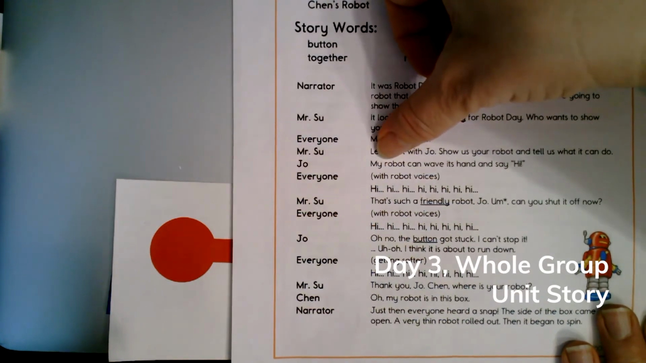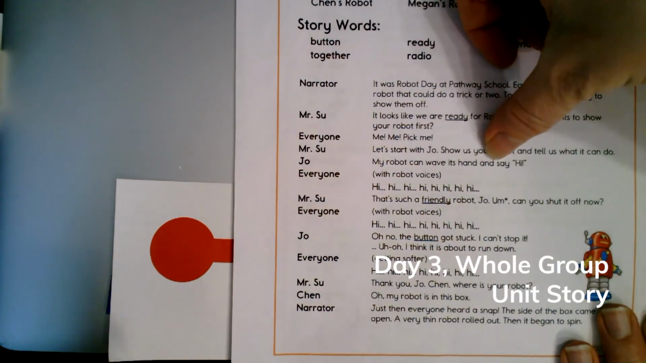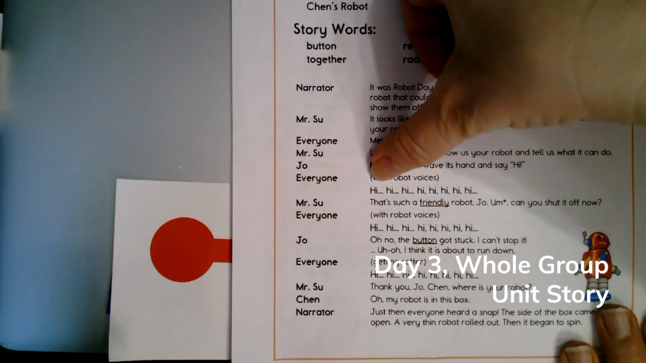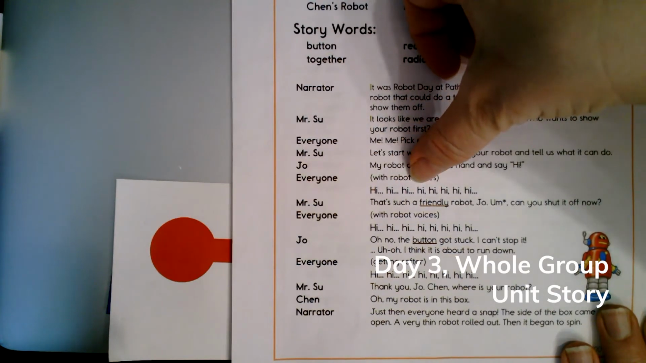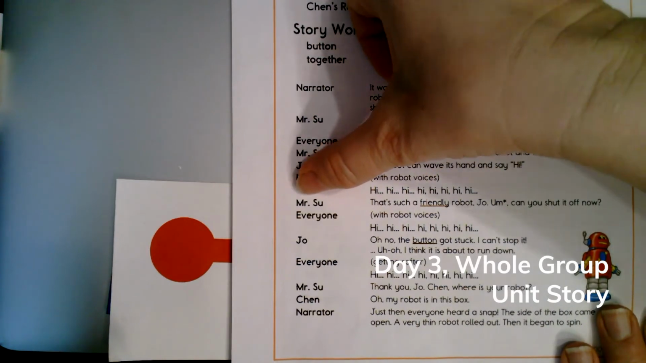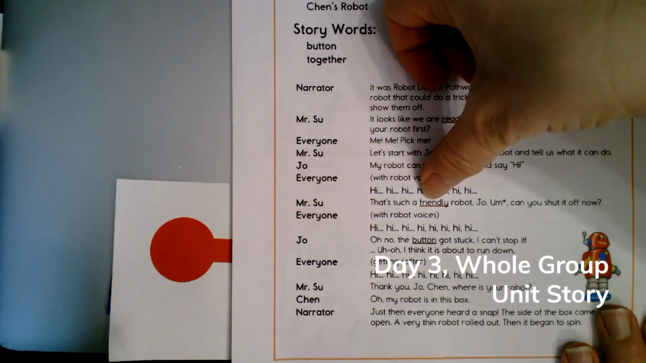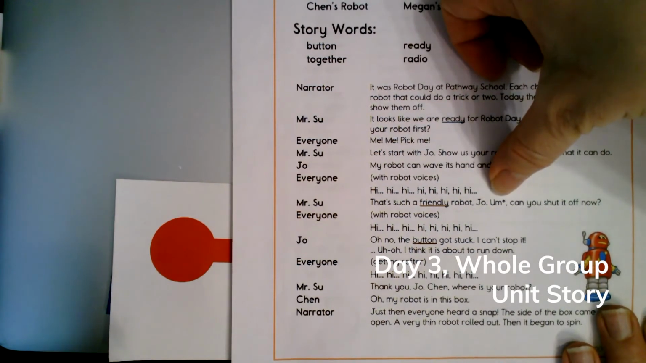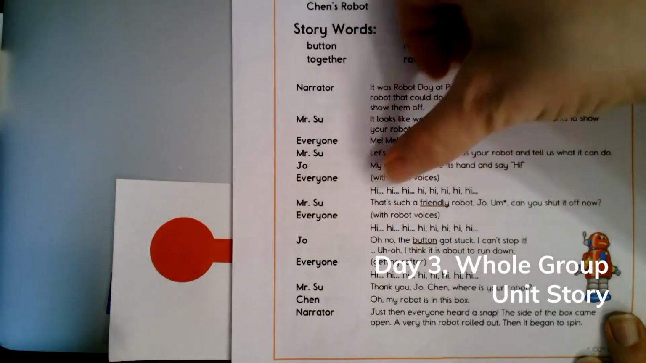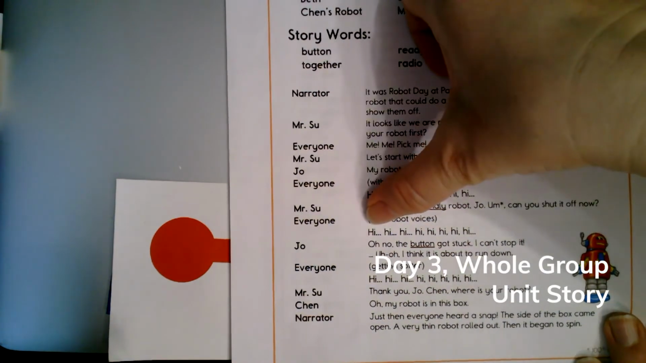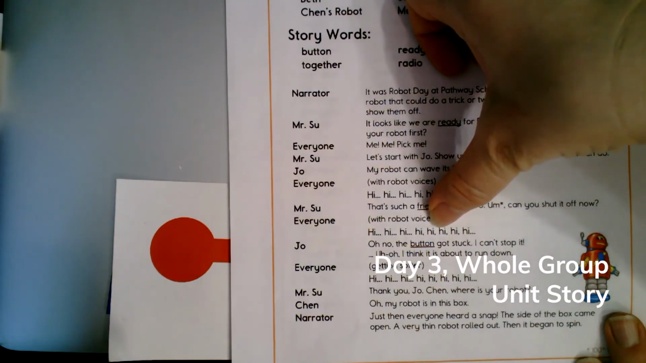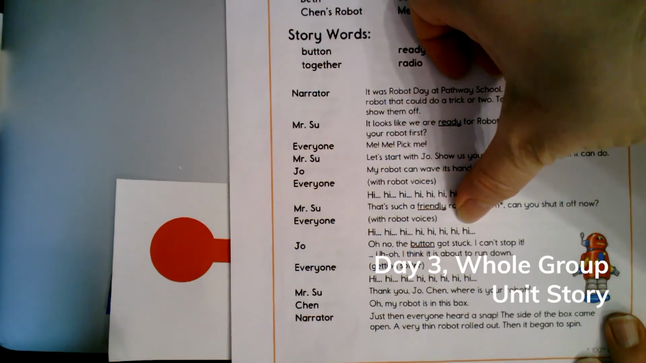Joe says, my robot can wave its hand and say hi. Everyone with robot voices goes, hi, hi, hi, hi. Mr. Sue says, that's such a friendly robot, Joe. Can you shut it off now? Now, I want everyone with your robot voices to say with me, hi, hi, hi, hi.